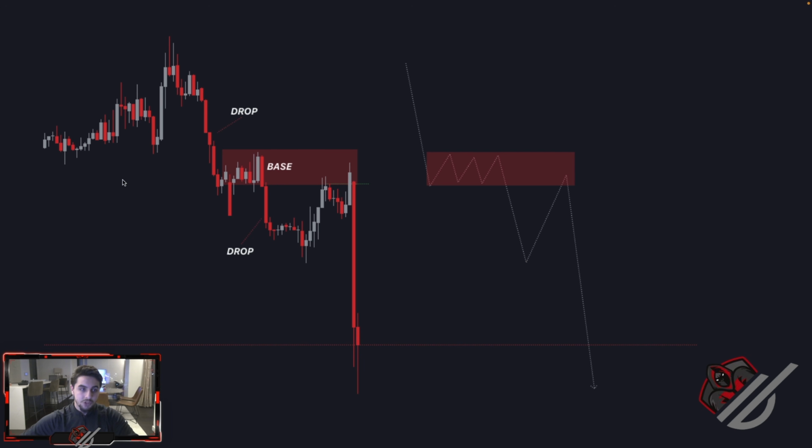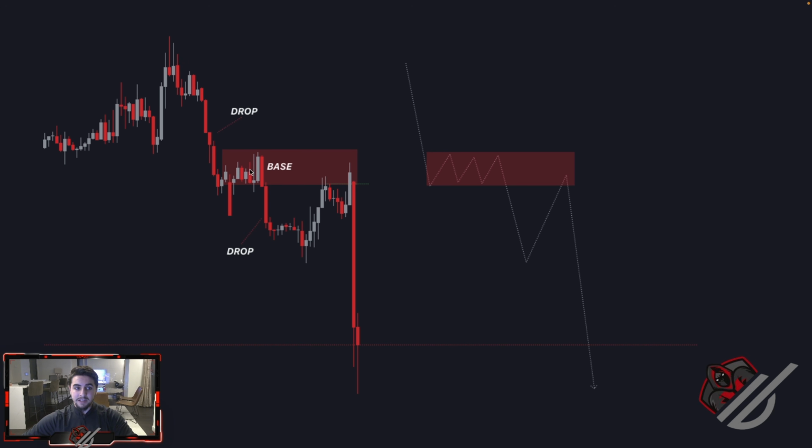Now, let's get into some chart examples. As you guys can see over here, price was moving over to the upside. We then had that drop, which took out this low. Once price shifted and created that drop, we had a pause and an area where price began to consolidate, creating that base. And what followed after that consolidation is another drop. So we have a drop, a base, and then a drop.